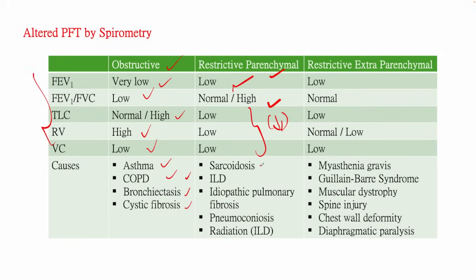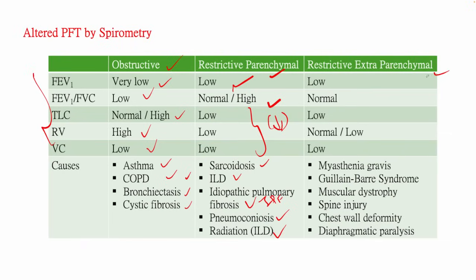Sarcoidosis, which is a growth of tiny collections of inflammatory cells in different parts of the body. Or interstitial lung disease, or idiopathic pulmonary fibrosis, that is IPF, where there is fibrosis of the lung. Or pneumoconiosis, where any kind of disease occurs at the level of the respiratory tract by the inhalation of organic or inorganic airborne dust particles or radiation due to ILD.